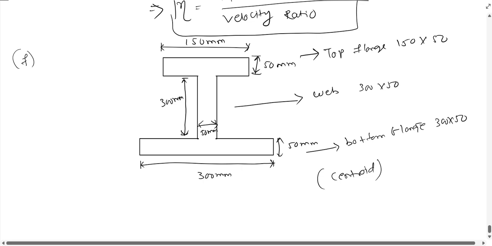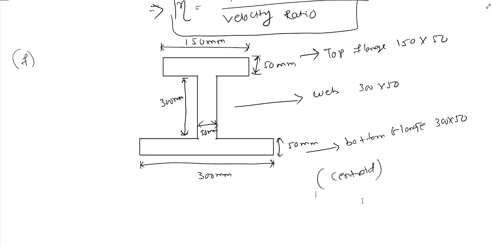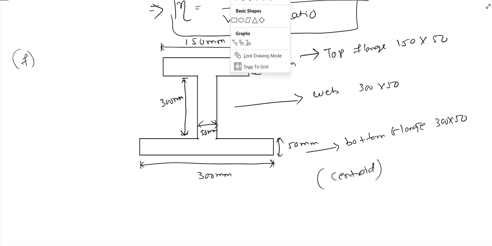So as I have told you before during the discussion of centroid, first we have to analyze whether this is a simple figure or compound figure, and I can clearly say that this is a compound figure, and in this compound figure we are observing a symmetry about vertical axis. So we are observing the symmetry about vertical axis.